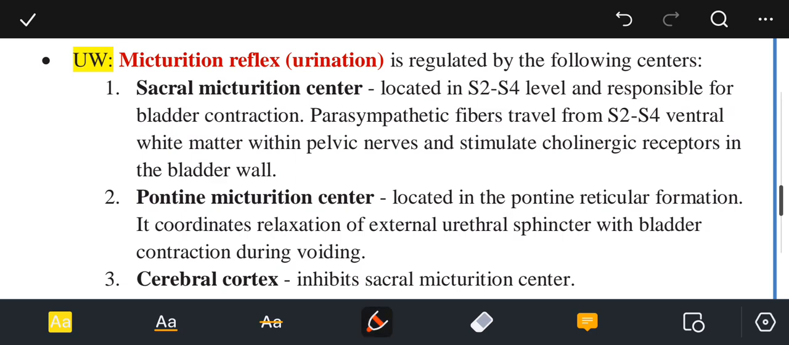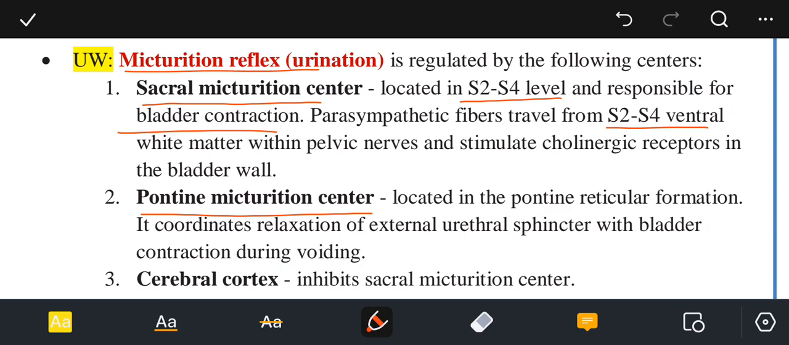What is micturition reflex? It is regulated by the following centers. Firstly, sacral micturition center. The sacral micturition center is located at S2 to S4 level and is responsible for the bladder contractions. Parasympathetic fibers travel from the S2 to S4 ventral white matter within the pelvic nerves and stimulate the cholinergic receptors in the bladder wall.